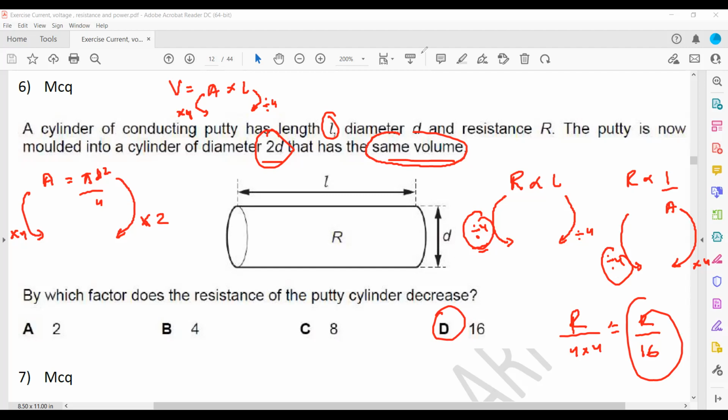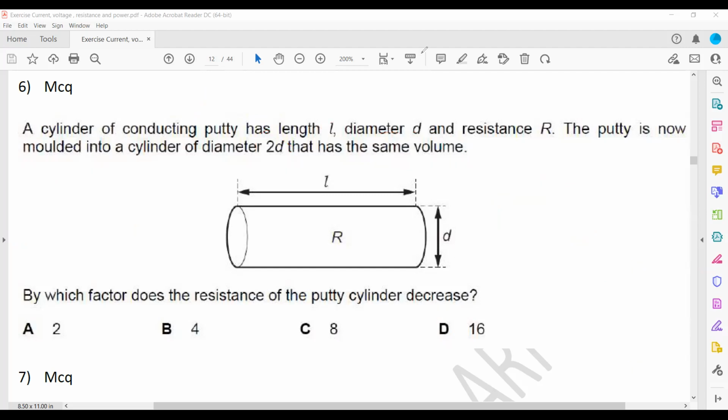There is also another formula. Whenever both resistance and length are changing, we can use the formula R1 A1 over L1 equals R2 A2 over L2. That's the second formula. Whenever both are changing, we can use this formula: R1 A1 over L1 equals R2 A2 over L2.